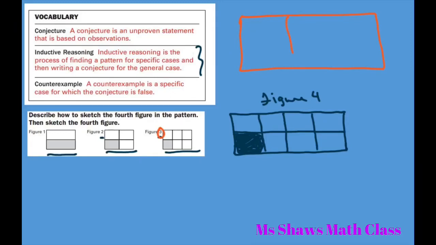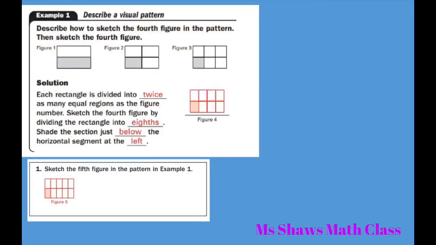So let me see if I can do this. 1, 2, 3. Good, I did it. All right, and then you do that and shade the corner piece. So your inductive reasoning tells you that's how you do it, and that would be figure 5. All right, and so you write your conjecture here, and then this would be the fifth figure that we already did.